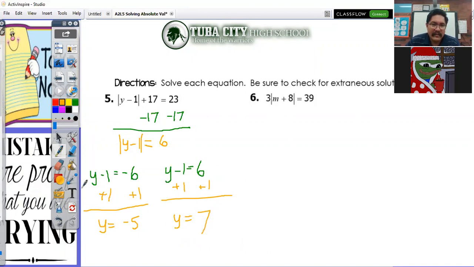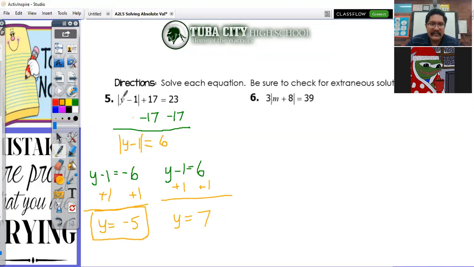Now, again, we have to check all of them. So let's check it. So -5 is y. So -5 and -1 make -6. Take the absolute value of -6. You get +6. 6 plus 17 equals 23. So this is a solution.